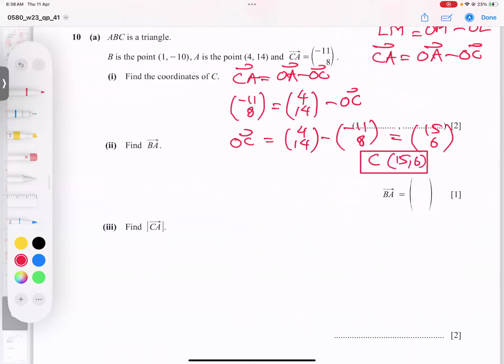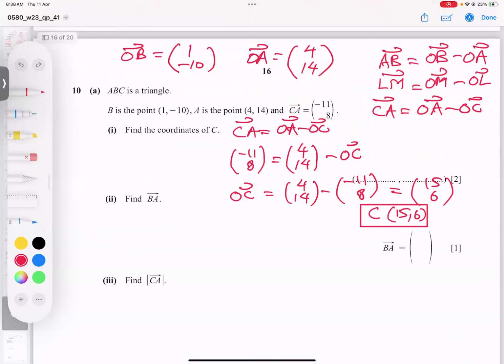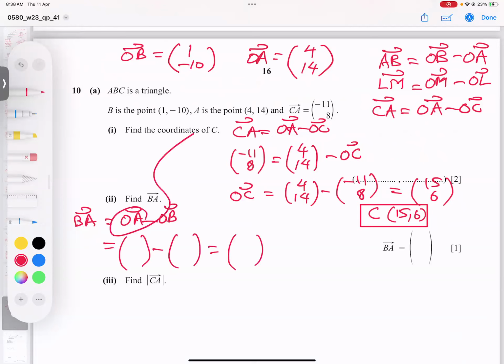Okay, so this part is very clear, and let's go for the next part. Next, he asked me to find BA. Same story. You know it very well: BA vector is ending at A, starting from B. So O to A minus O to B. OA I wrote as 4, 14, and OB I'm writing as 1, minus 10. 4 minus 1, we get 3. And 14, negative negative positive, I got 24. I believe it's clear. So this is my answer for BA: 3 and 24.